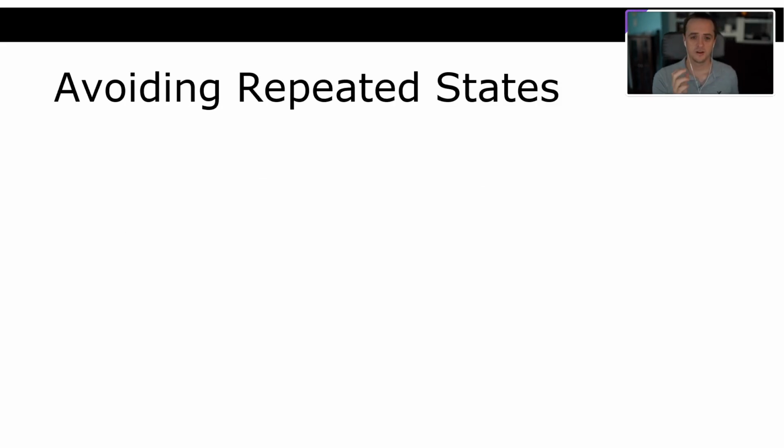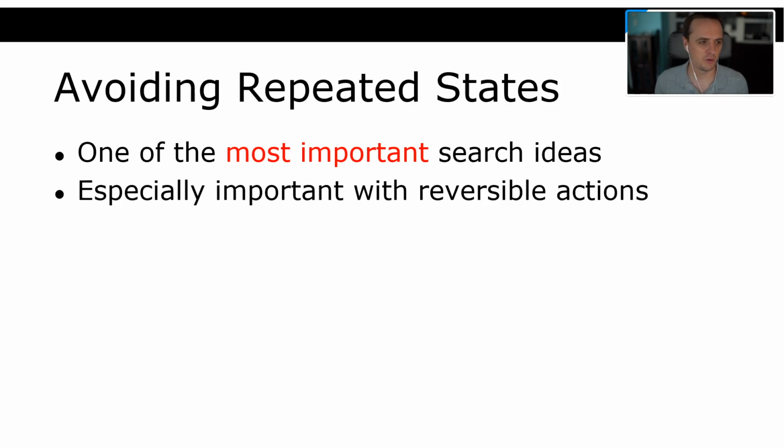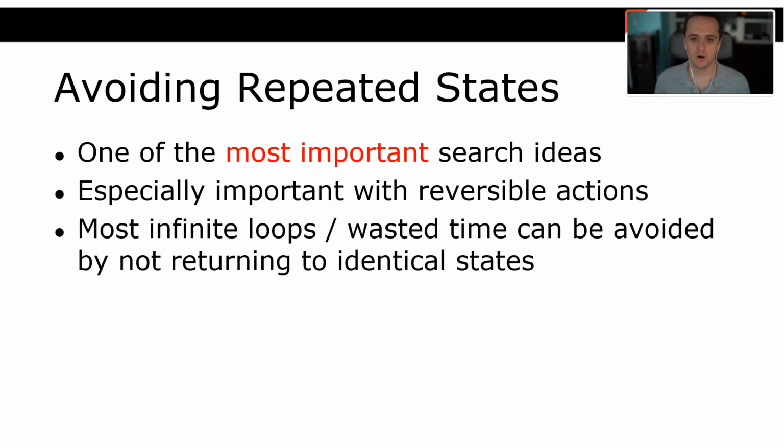So here's a really, really important concept: avoiding repeated states. This is one of the most important search ideas, especially with reversible actions. Reversible actions mean I can go to the right and then I can come back, or I can go right, left, right, left, right, left. If that happens, I can very easily enter an infinite loop in my search, and I don't want to do that. Most infinite loops and wasted time can be avoided simply by not returning to identical states.